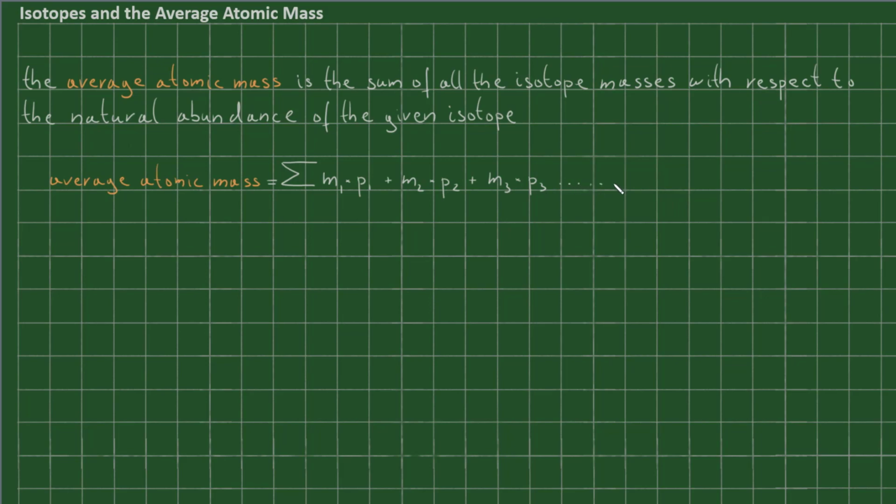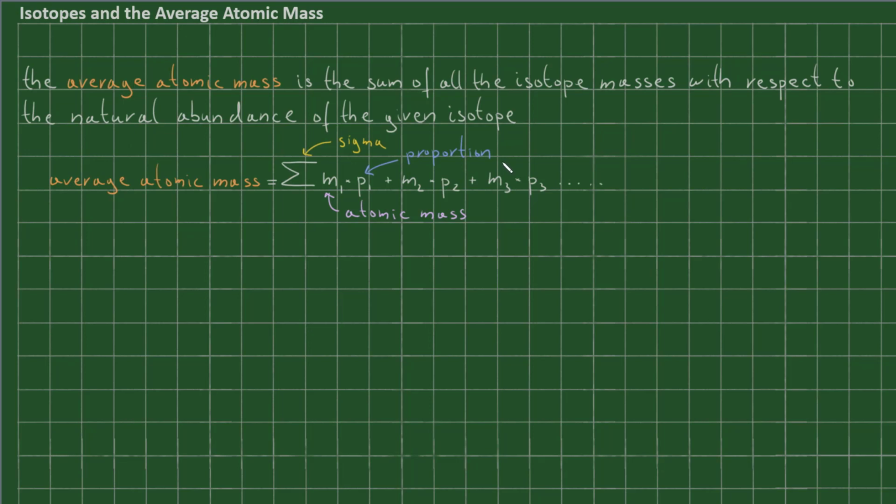Now, before you go screaming into a pillow, let's unpack this formula. Firstly, this symbol here is the capital Greek letter sigma. It stands for sum of, and it indicates that I need to add all of the following terms together. So in this particular case, I have m1 times p1, that I will add to m2 times p2, that I will add to m3 times p3, and so on. The m terms stand for the atomic mass, and the p terms stand for the proportion of the isotope. So how does all of this work together?